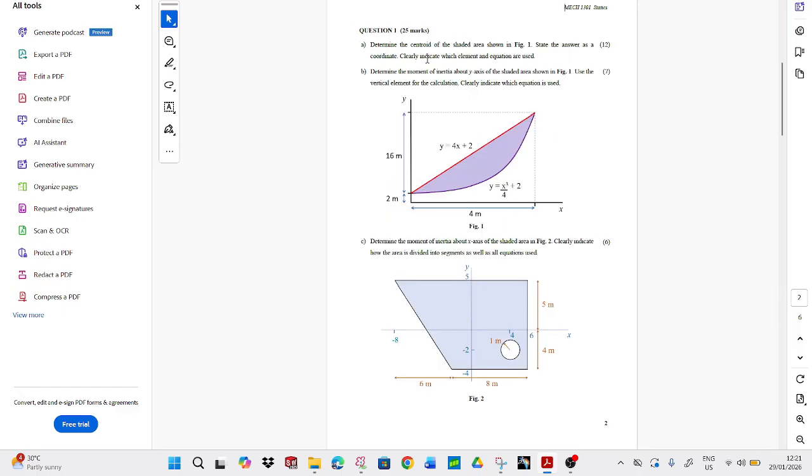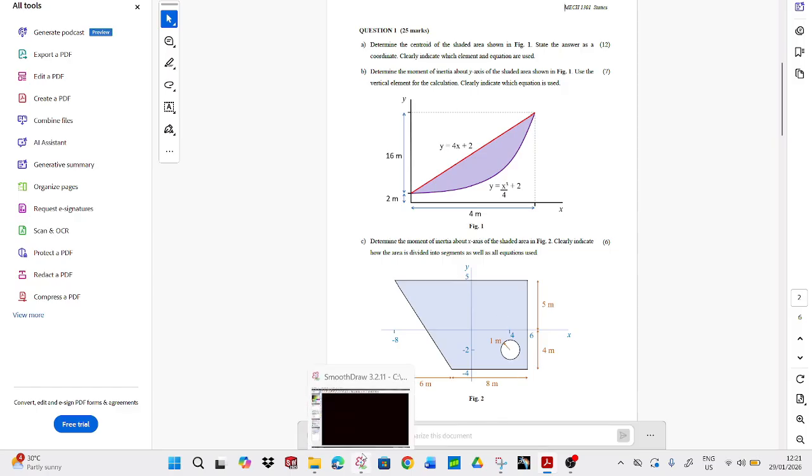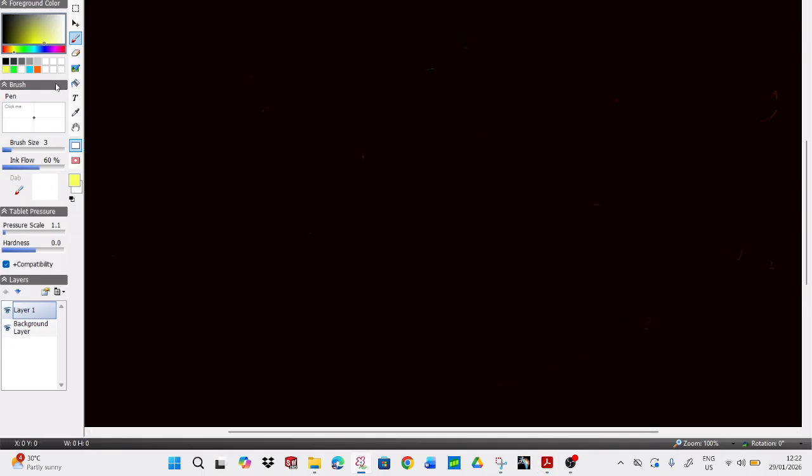Question 1 asks us to determine the center of the shaded area shown in figure 1, state the answer as a coordinate, and clearly indicate which element was used. So this is part A. If we go to our app, let's go for question 1 first.